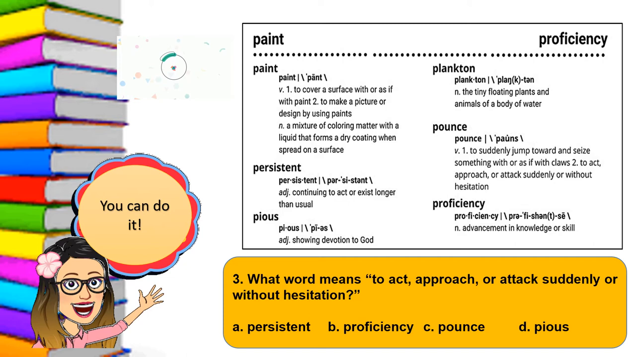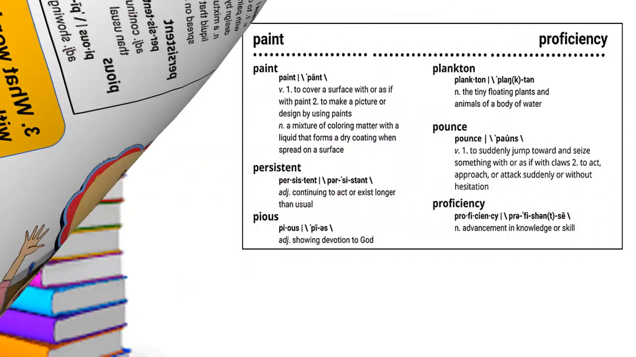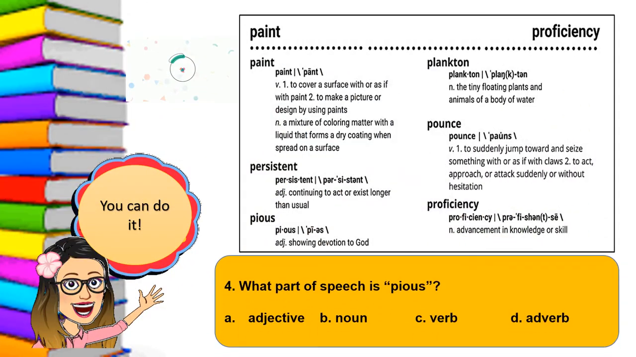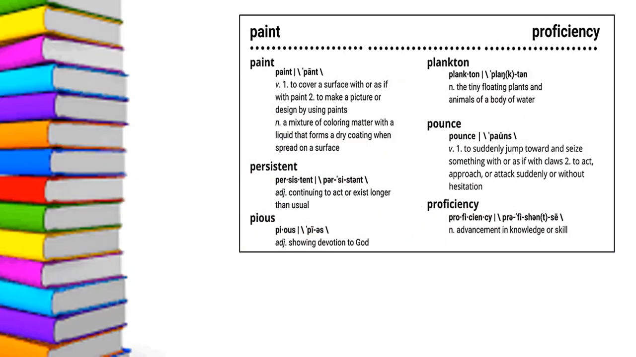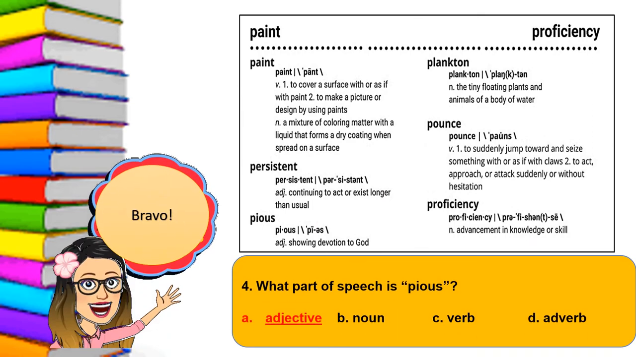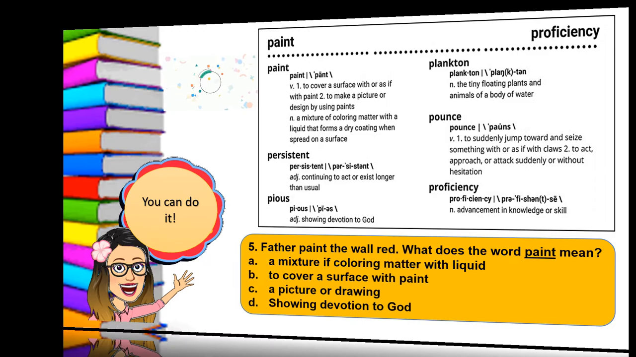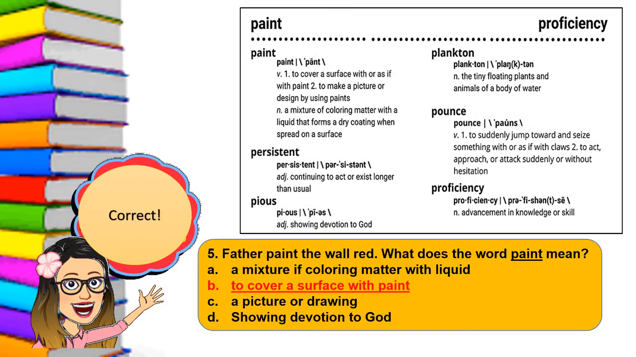What word means to act, approach, or attack suddenly or without hesitation? The answer is letter C, pounce. Number 4. What part of speech is fierce? The answer is letter A. 5. Father paints a wall red. What does the word paint mean? The answer is letter B.